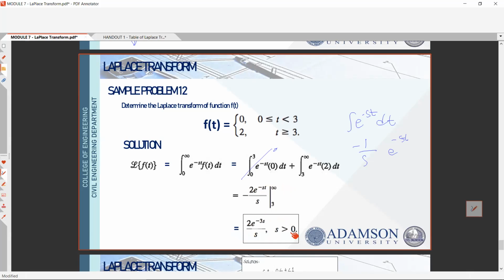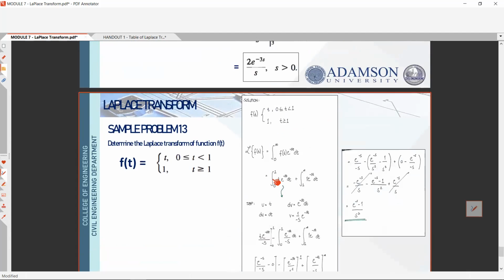So why is that positive? Because, remember, f of b minus f of a, so negative times negative is positive. So that is why this is your answer: 2 e raised to negative 3s over s, when s is greater than 0, because s cannot be 0 here. So that is the solution for a piecewise function. You just split it up depending on their boundaries.